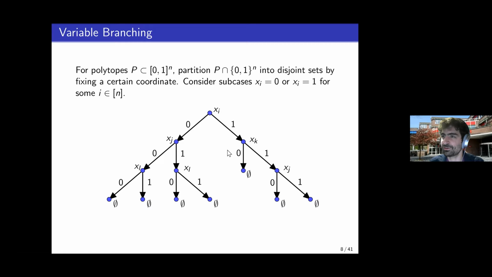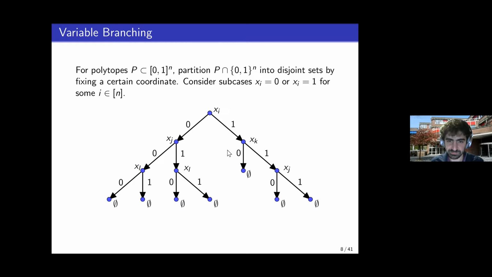So how does that play out when you're trying to actually build a proof of integer infeasibility? The first thing you can do, and this is what people did already in the 60s, is branch on variables. If you have a 0-1 problem, your variables are either 0 or 1. So if you choose a variable xi, you can branch and fix it to be 0 and fix it to be 1, and you have two recursive subproblems that you need to worry about.